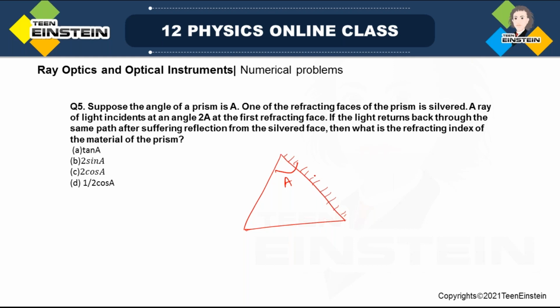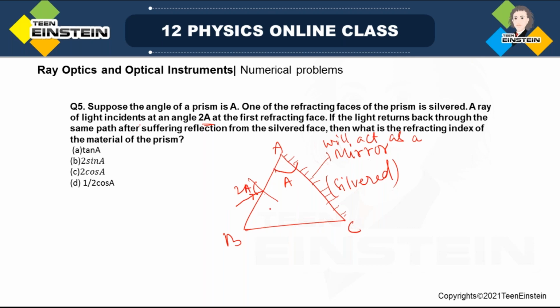Silvered means this surface will act as a reflector. It will act as a mirror. It is said that it is silvered. Now the question is that a ray of light is incident at an angle 2A. At this surface AB, we draw a perpendicular like this. So this will be the angle of incidence, which is 2A, double the angle of prism. This is the incident ray, and I is equal to 2A.